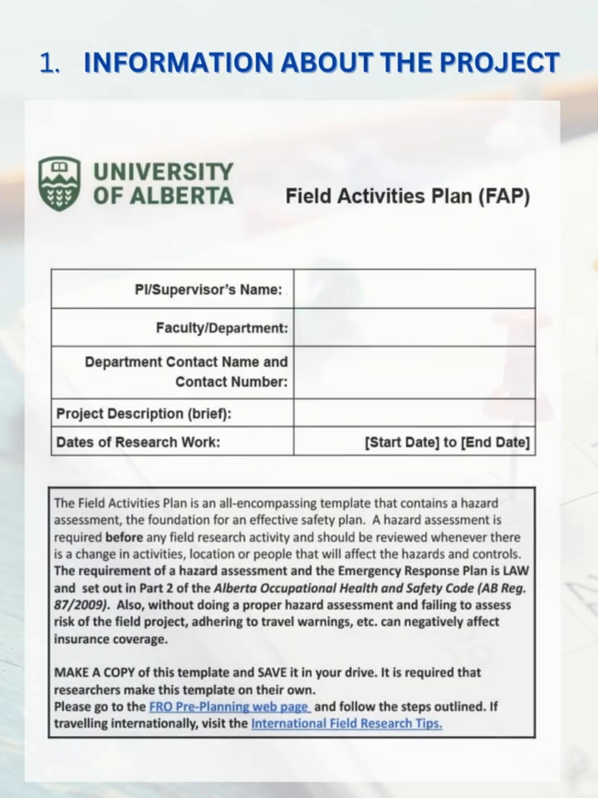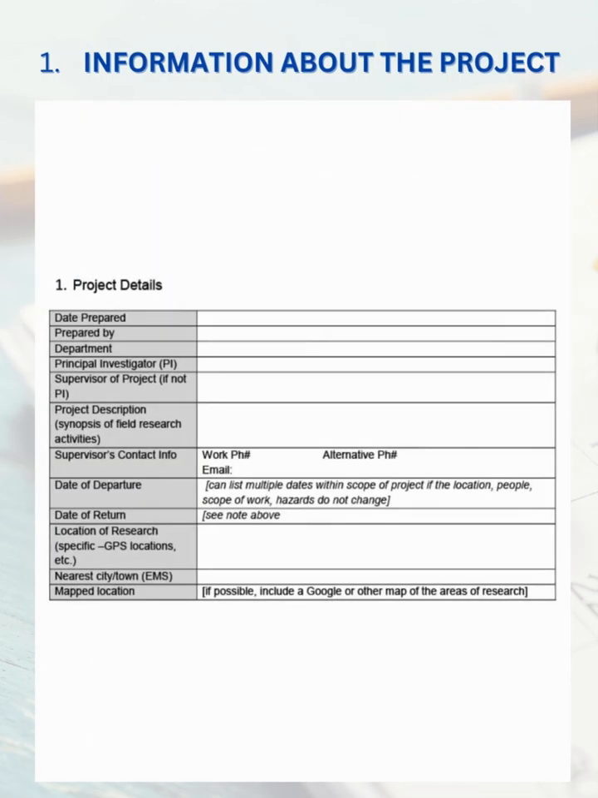This information is essential for understanding the scope of the project. Section 1. Description of what research is being conducted, what methods are being used to collect data, where it is going to be conducted, and when it is scheduled for.